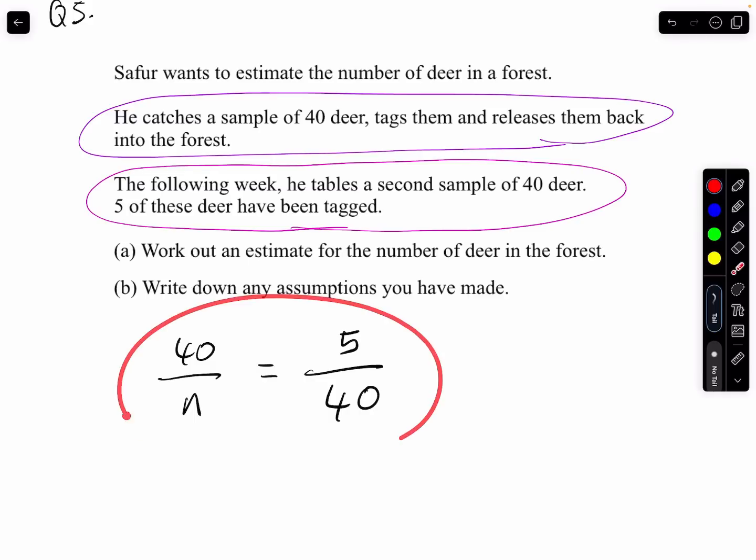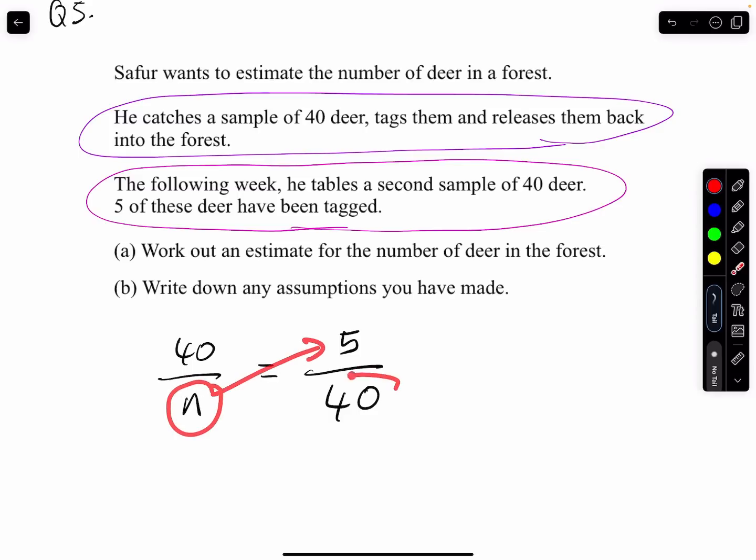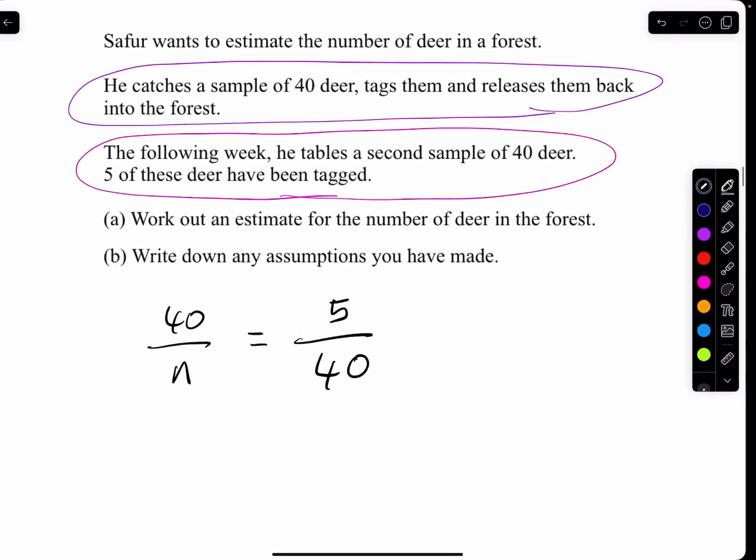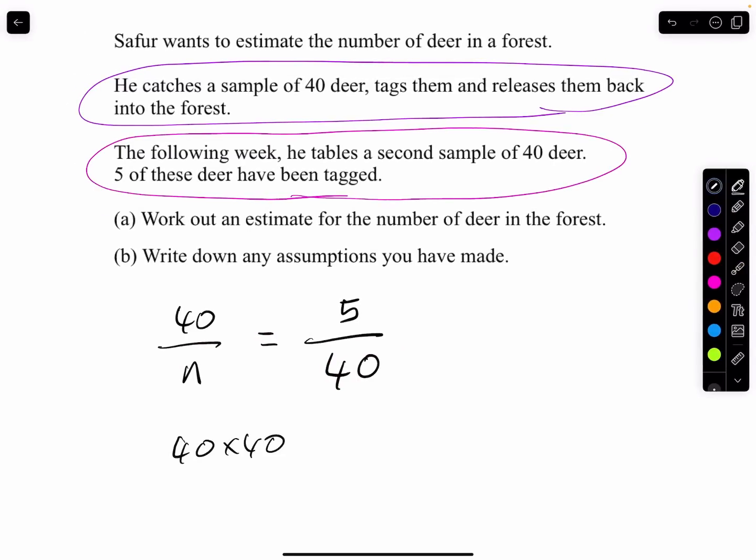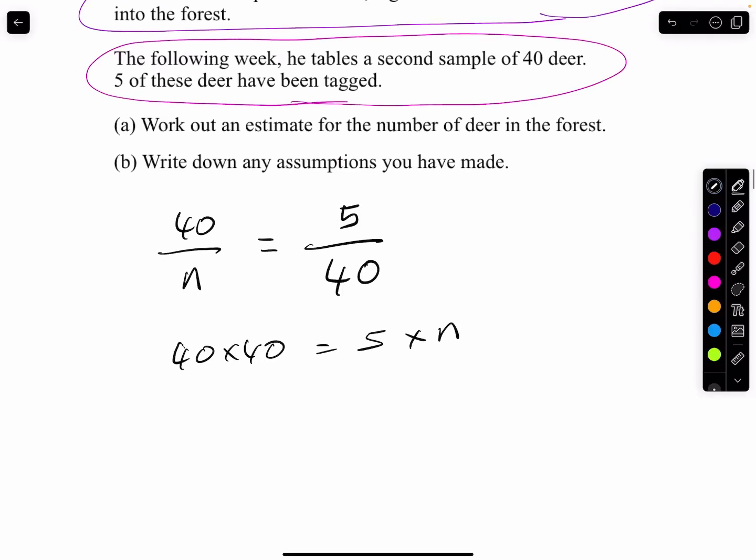This is how you set this up. It's simple. Now, what you need to do is make n on its own. You can multiply this there and this there, so you end up with the following: 40 times 40 is equal to 5 times n. And then you can get rid of the 5 by dividing the other side. So 40 times 40 over 5 equals n, and that will give you your answer.